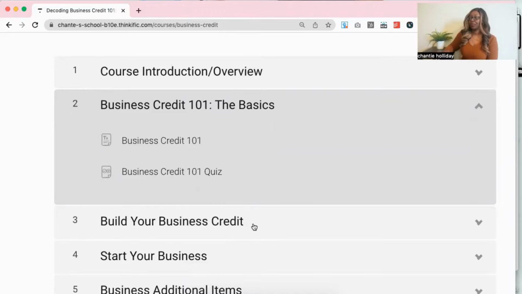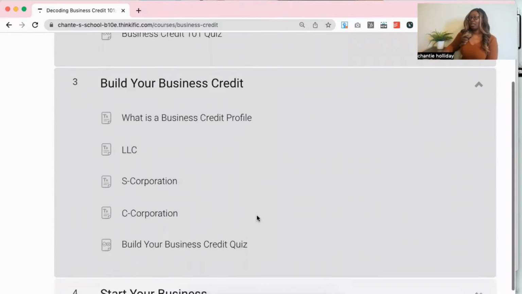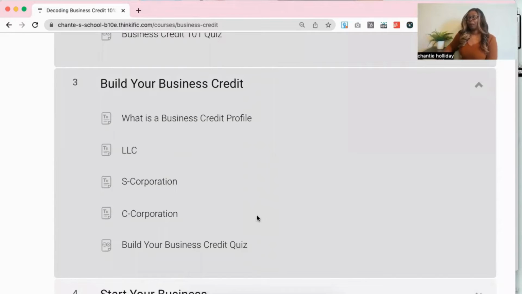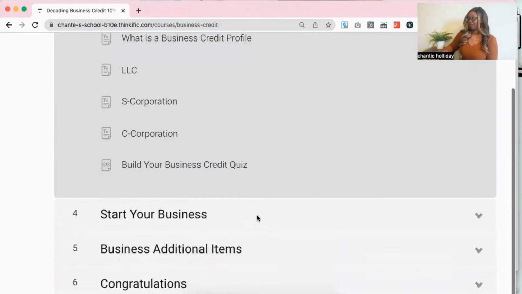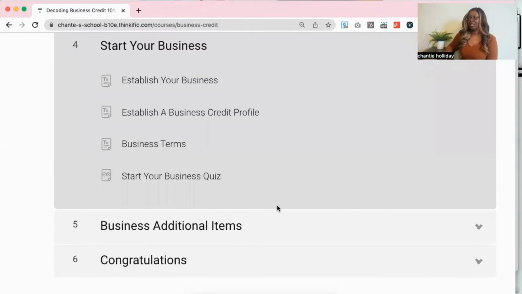Things of that nature. Next, it goes into building your business credit. What is your credit profile? LLC, an S Corp, a C Corp, and then of course, a quiz to make sure everybody's awake. Next, it covers starting your business, establish your business, establish a business credit profile, business terms, and starting your business quiz. Okay?